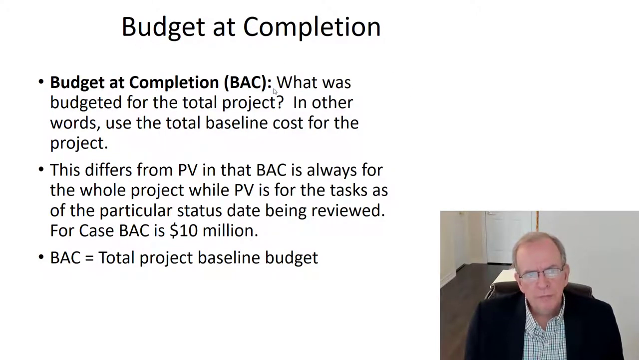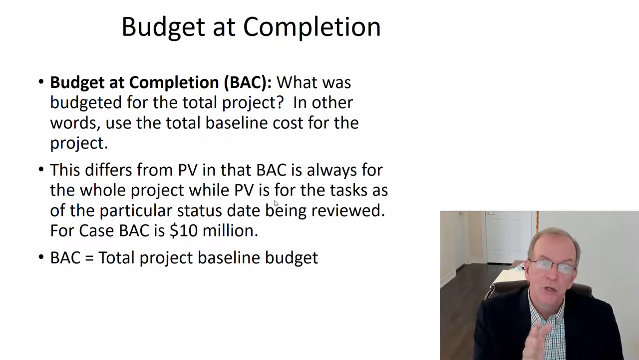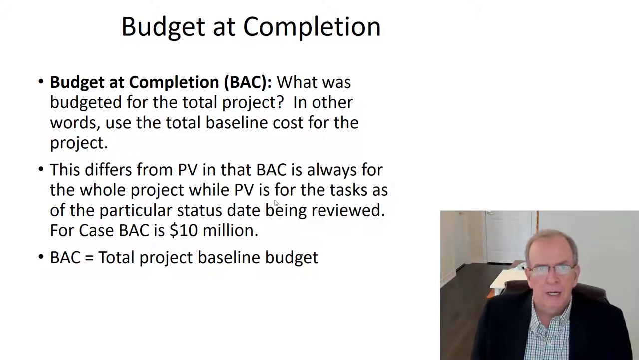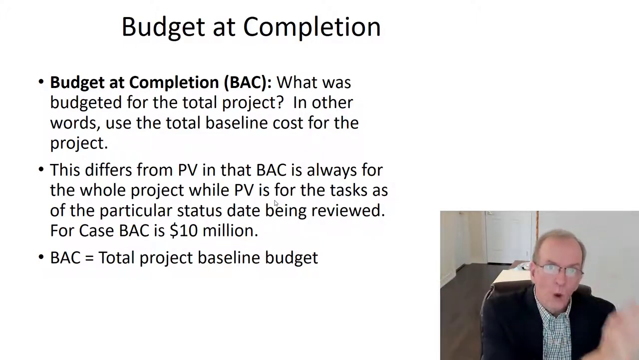Budget at completion. What was budgeted for the total project? In other words, use the total baseline cost for the project. This differs from plan value in that budget at completion is always for the whole project, while plan value is for the tasks as of that particular status date. In this case, our plan value for day 50 is 5 million, but the budget at completion is always to the end of the project, right? If the status date was at the end of the project, the plan value and the budget at completion at that point would be the same. But plan value can change depending on when you're measuring it to.